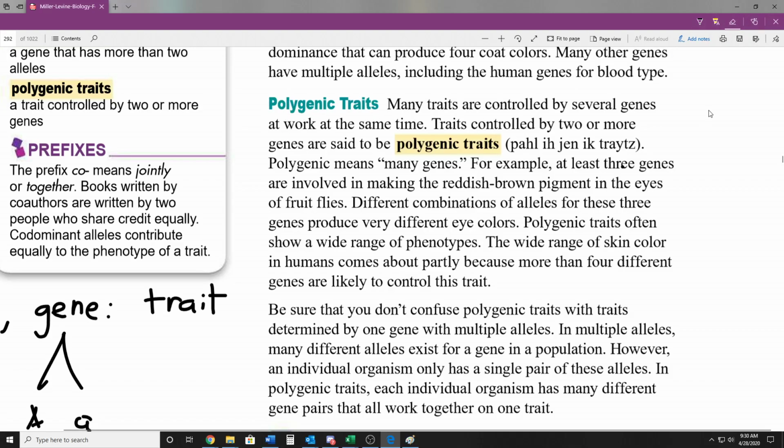So let me give you guys some examples of organisms that have polygenic traits. For example, the book gives you fruit flies. Fruit flies have 3 genes that control the pigment in their eyes. 3 different genes. Meaning, if I'm going to illustrate this right here.